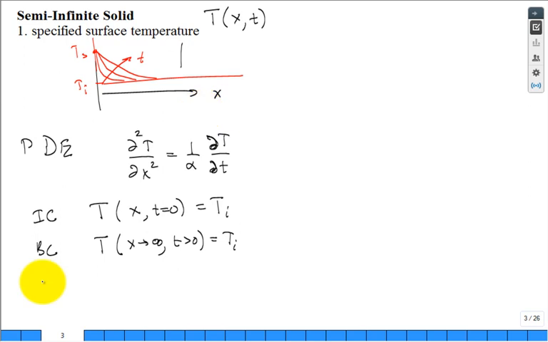deep into the solid or infinite material, it's T initial. The other boundary condition is that the temperature at x equal to 0, hey, that's at the surface, isn't it? Yeah. At time greater than 0, right after that abrupt change, that has now changed to a new value. It's changed to TS.